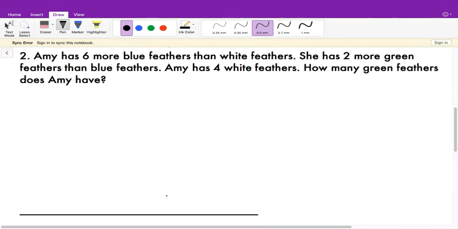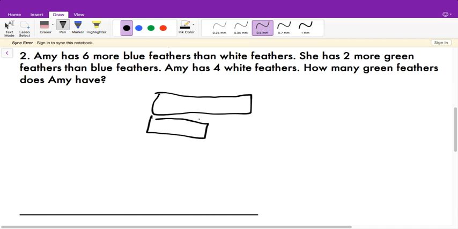So when I'm reading this, I kept saying more than. That tells me that this is a compare type problem, okay? She has 2 more green feathers than blue feathers. So I can compare the green feathers with the blue feathers, since it's asking about the green feathers. So whenever I do a compare problem, for me, it's a little easier to set up my picture first, because it helps me plug the numbers into my equation later.